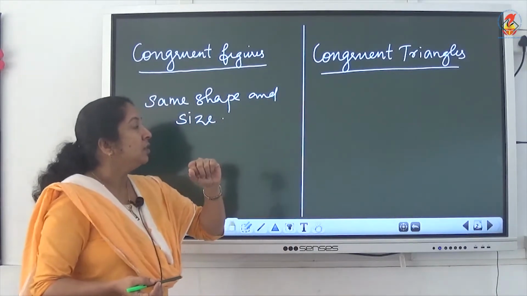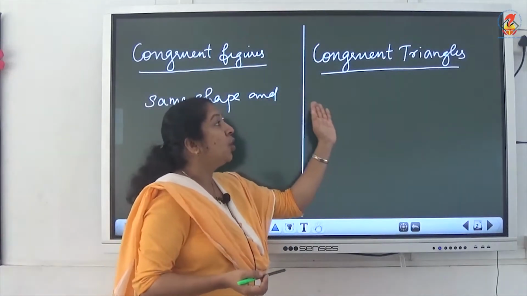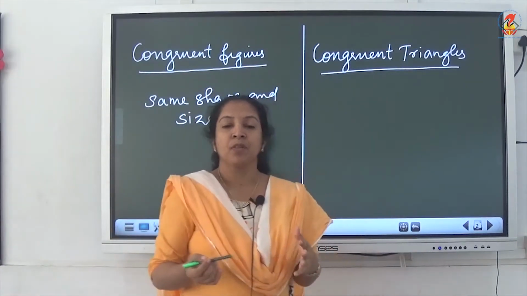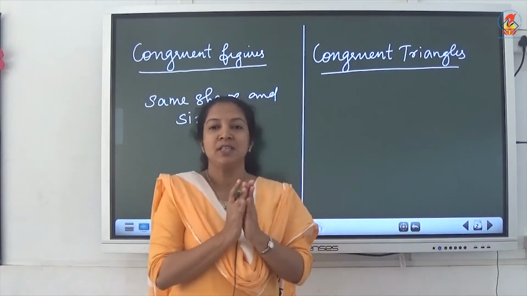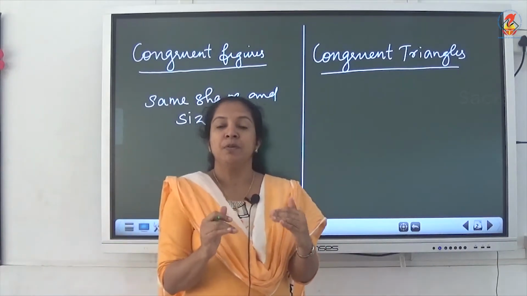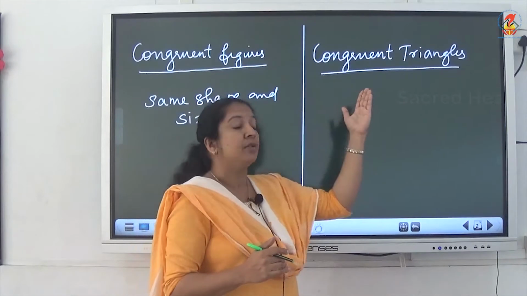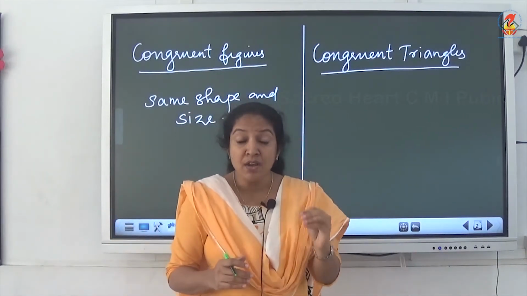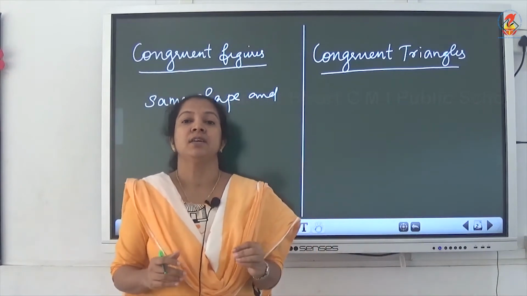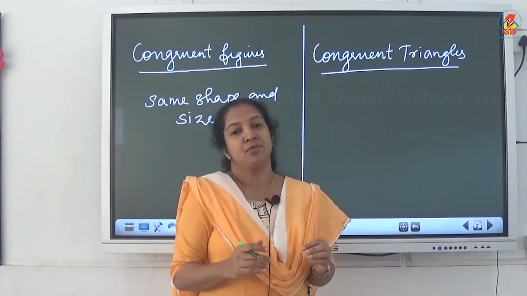Then what we are going to learn is congruent triangles. Two triangles are congruent if they are of the same size. That is correct. But for doing the problems, what we are learning here is that two triangles are congruent if their corresponding sides are equal and corresponding angles are equal.